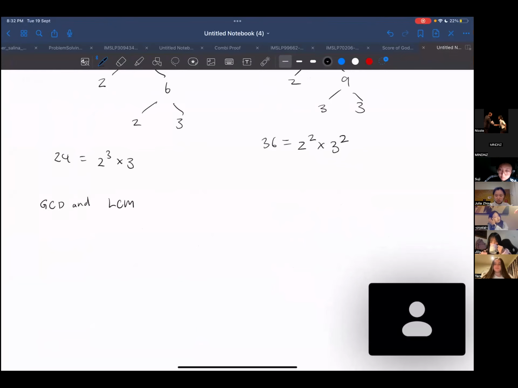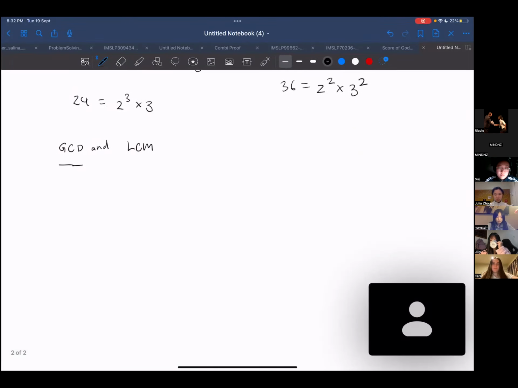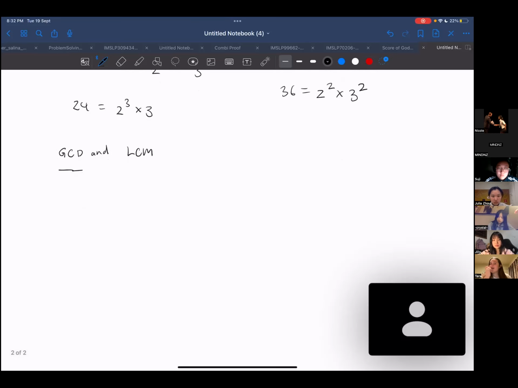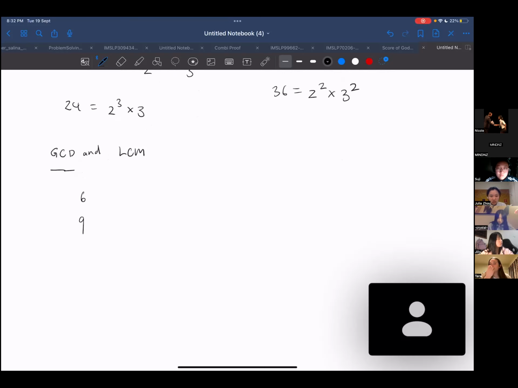Okay, so we'll just go through GCD. So greatest common divisor is a thing that is derived when you consider two numbers. So let's just suppose that we want to find the greatest common divisor of 6 and 9. Okay, so what we want to do is find the largest factor or divisor that divides both of the numbers. Oh, you already know that? Okay, awesome.